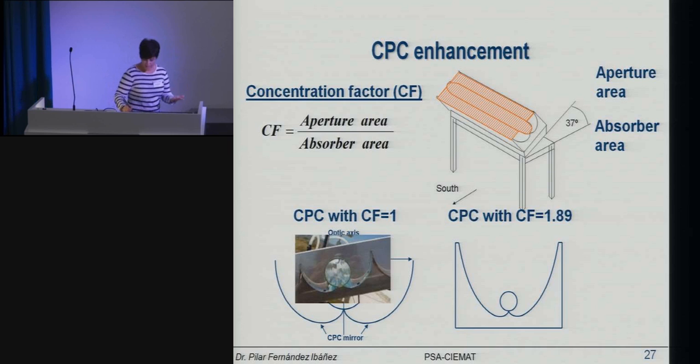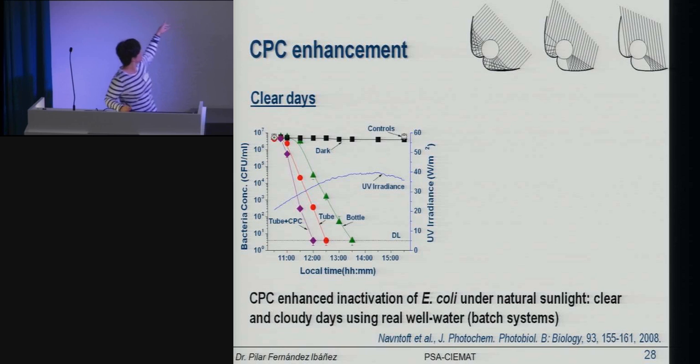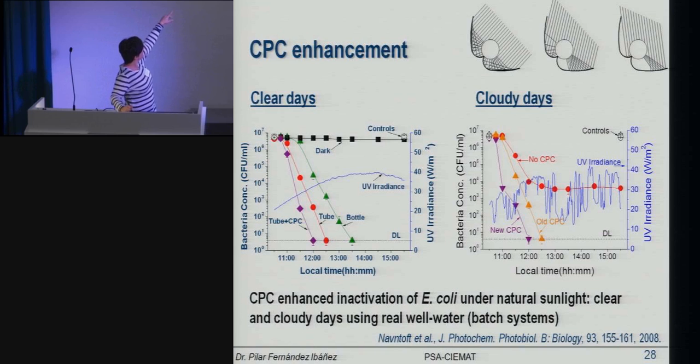Here, what's the enhancement of CPC with SODIS? With that configuration, we tested for E. coli in well water on a normal day, and we compared experiments with a bottle, a tube without any mirror, and the tube with the CPC mirror. So the advantage is just half an hour on the treatment, it's not so much. But the benefit comes when you test the systems on cloudy days.